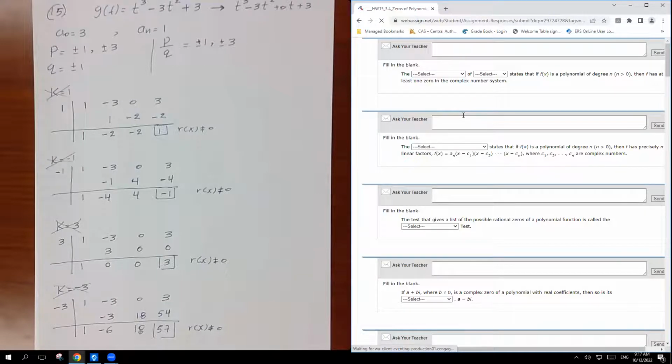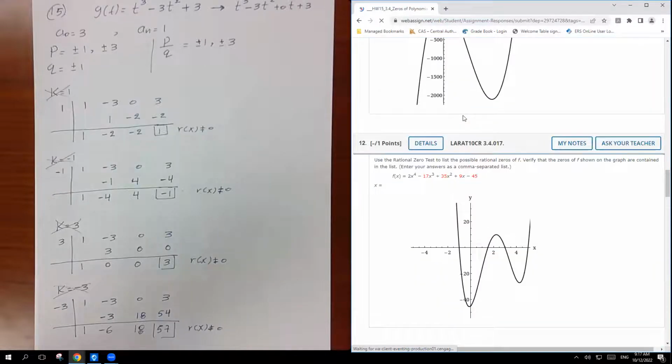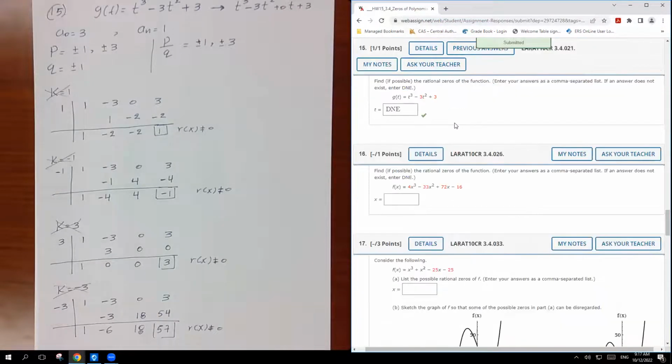So how many zeros? We have 4 possible zeros, and none of these worked. So the only method you can use, you can't factor it because it does not exist. And you can't use the quadratic formula because it's a cubed. So just type D does not exist.